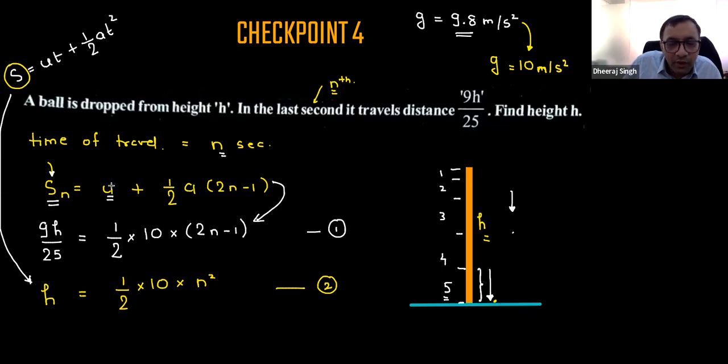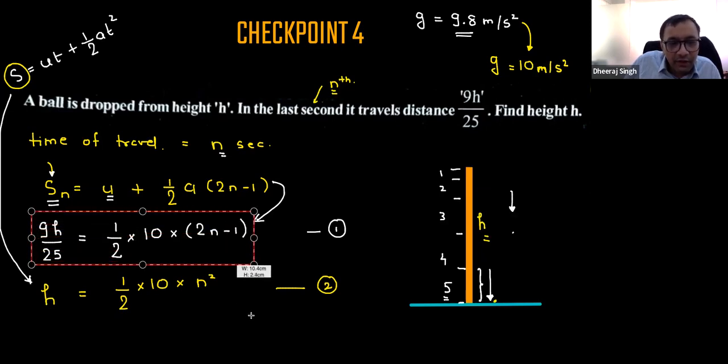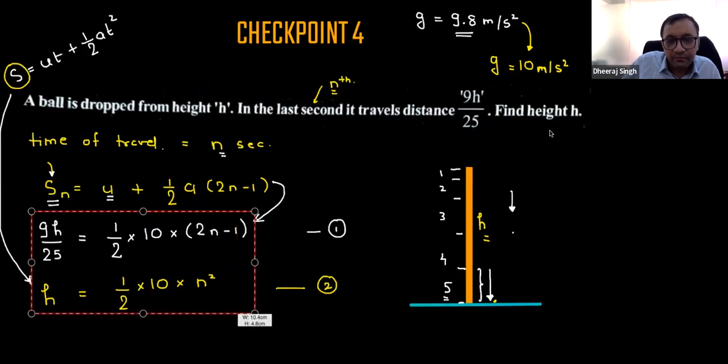Rn 2n minus 1 doesn't become n square. This equation is different. That equation is different. Okay. You have two equations. How will you solve this? What is the easy way of solving it? Two equations, two variables. You have to find h. What is the next thing you will do? Quick. Substitute. Okay. That is one way.